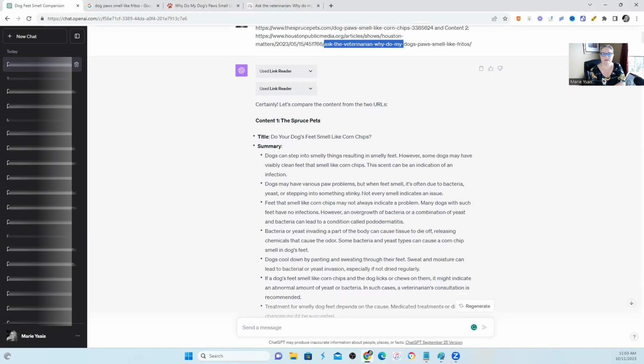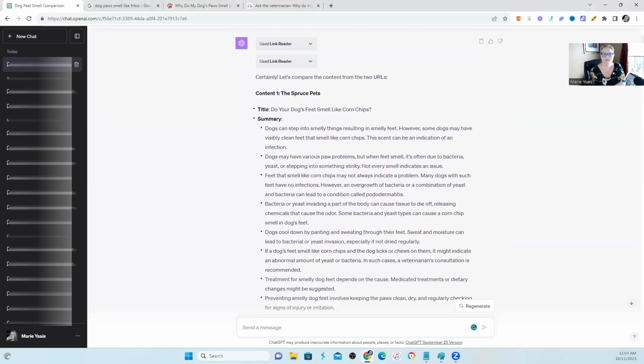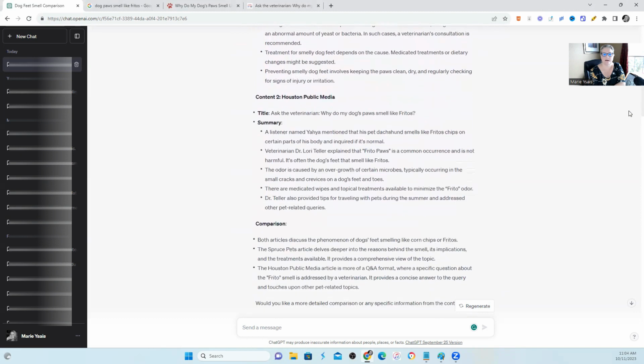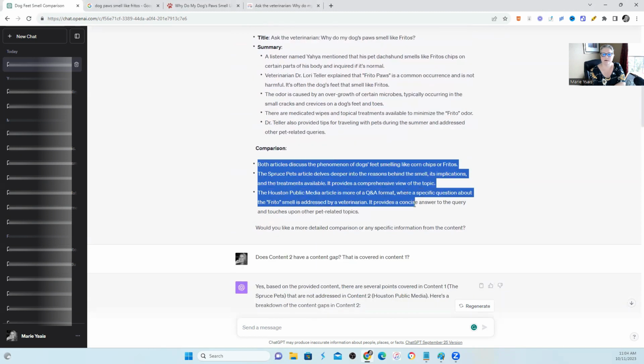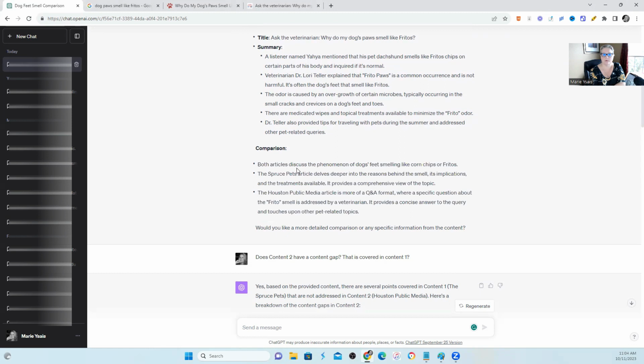So let's talk about the content. It's a little bit of fun to do this, I think. So I'm asking it to compare content 1 against content 2. It gives you the title, a summary, and then a comparison under that. Both articles discuss why dogs' feet smell like corn chips or Fritos. But the first piece of content delves deeper into the reasons behind the smell, its implications, and treatments available.